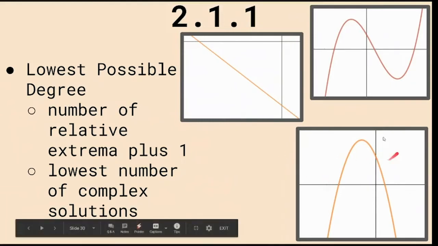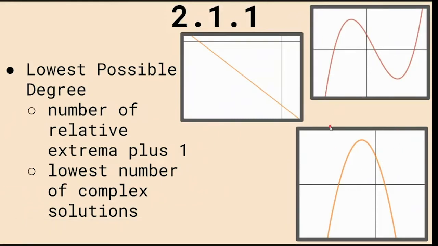If you notice, there is 1 hump right here, 1 relative extrema, 1 turning point. So you add 1 to it, and you get 2. That is an x squared equation right here. Because there's 1 hill or valley, and you add 1 to it, so that's 2. This one up here is x to the 3rd because there's 2 hills or valleys. There's 1 hill, 1 valley. 2 plus 1 is 3, so that's x to the 3rd. And that's the lowest possible degree.